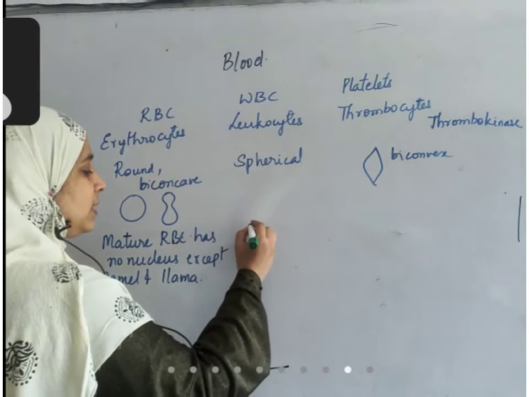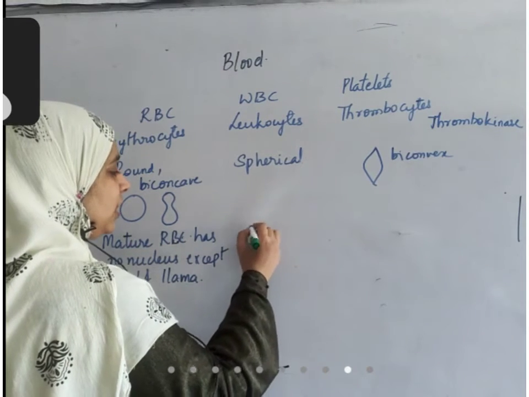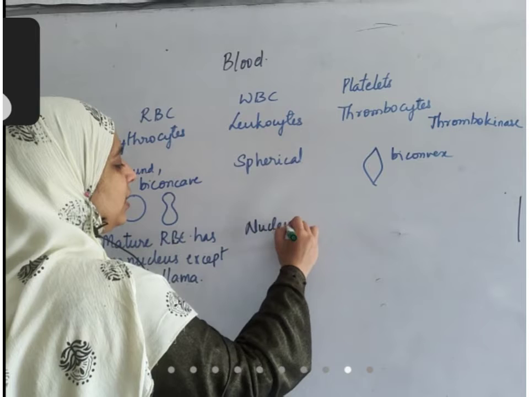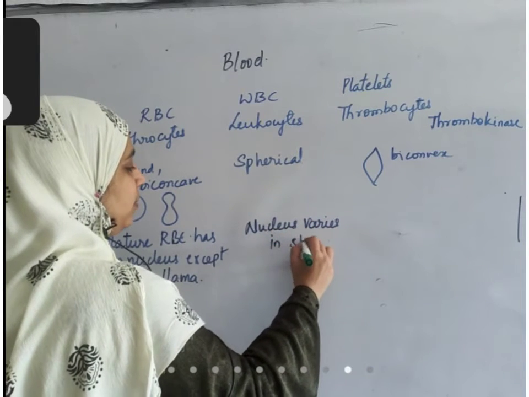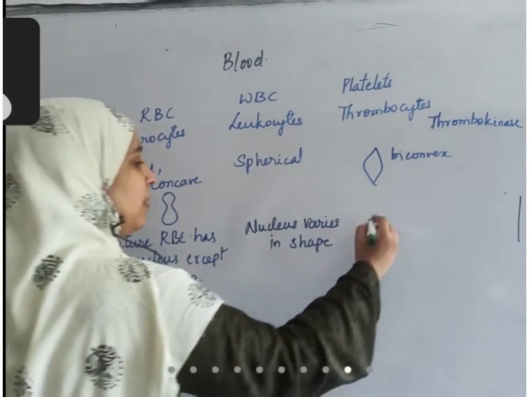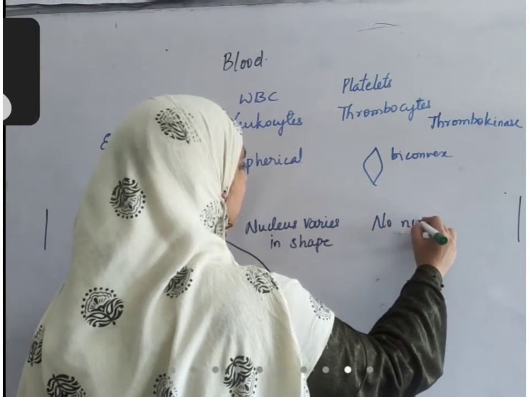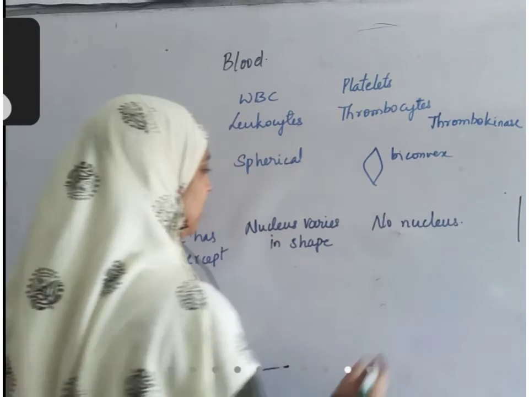What about WBC? In WBC, the nucleus has various shapes. Nucleus varies in shape. What about platelets? Platelets have no nucleus. Nucleus is absent in platelets also.